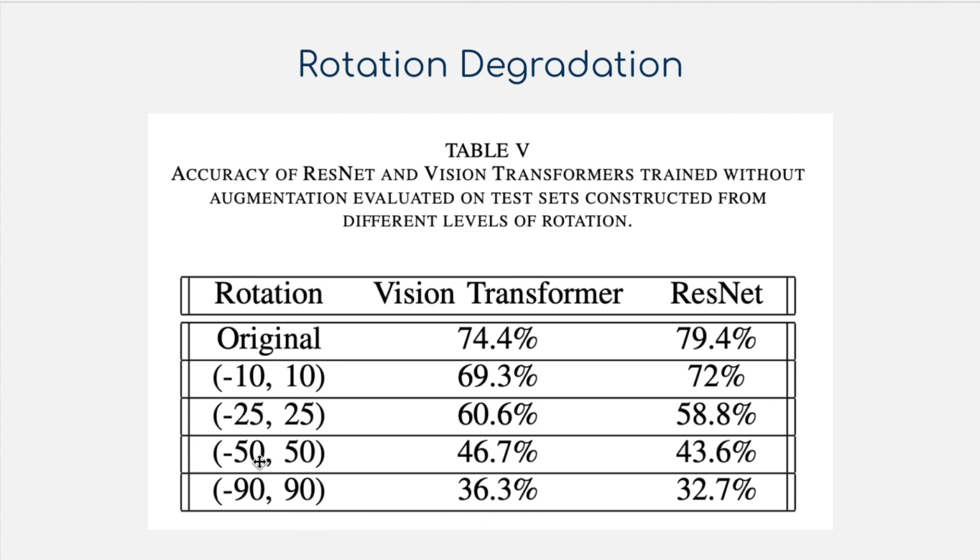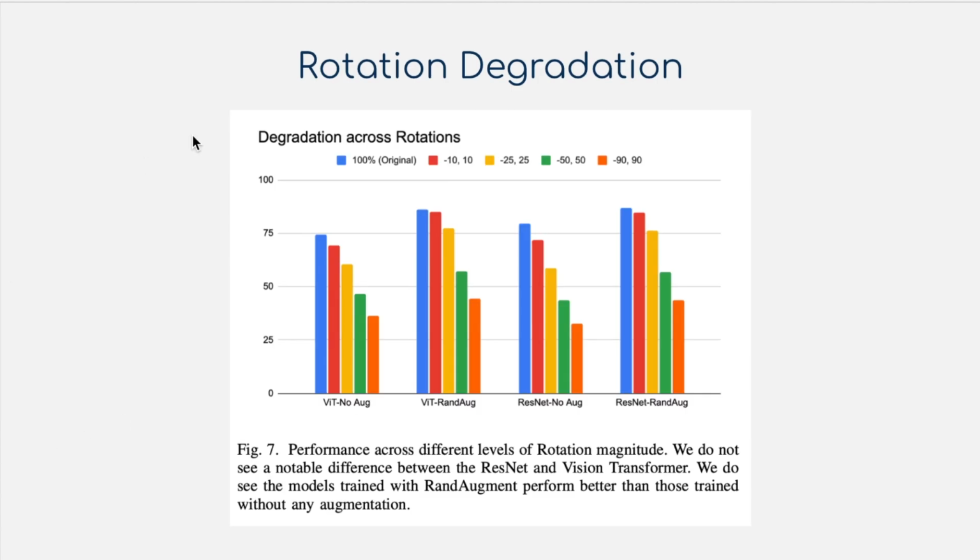In the case of a 50-degree rotation, the performance of the vision transformer drops from 74.4% accuracy to 46.7%. Similarly, the ResNet drops from 79.4% all the way to 43.6% with a 50-degree augmentation. This has huge implications for the lack of robustness in these computer vision models. And similarly, here's another visualization of the degradation as we increase the magnitude.